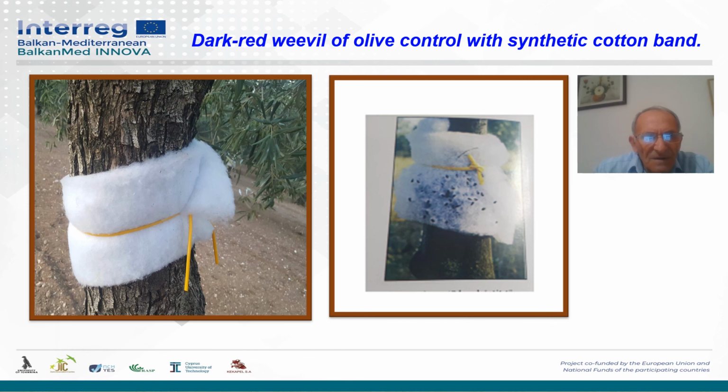In the picture we see how the synthetic cotton belt functions on the trunk of the olive. In another picture we see the adults remain in the cotton and have no possibility to overcome it and go onto the crown and eat the leaves. This is a quite simple method and many countries use it successfully, especially Italy. It is used everywhere, and it is simple and very, very cheap.